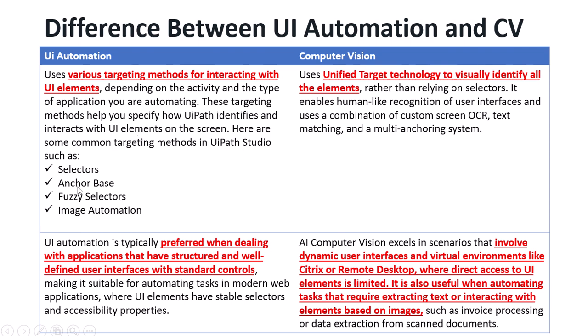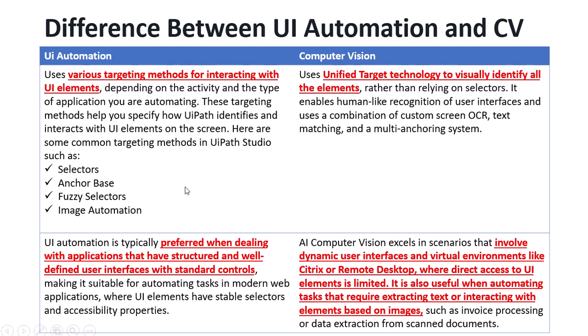So these are some of the examples like anchor base. Okay, so anchor base means it will tell what my left side text is, which is easily identifiable, and based on that it will be able to recognize the actual text which we were interested in.